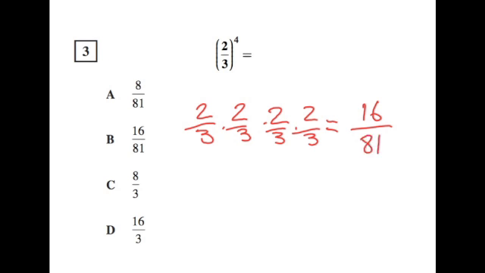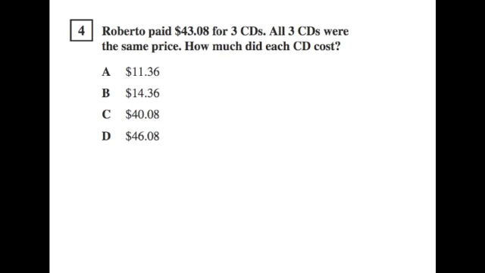This is my answer. Let's see if it could be reduced. I know 9 goes into 3 and 9 goes into 81. I know 3 and 9 do not go into 16. It doesn't look like it is reduced anywhere here. B is my answer. Number 4, Roberto paid $43.08 for 3 CDs. That's a lot for CDs, it seems like. All 3 CDs were the same price. How much did each CD cost?